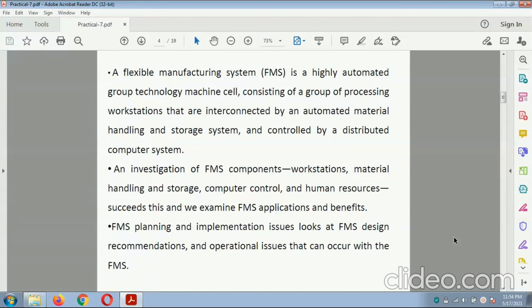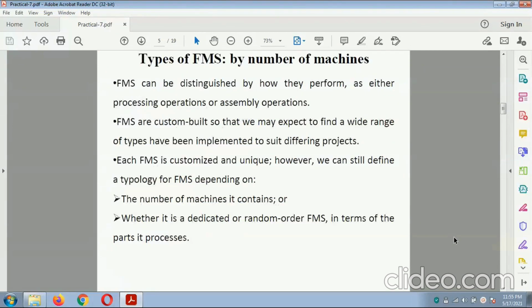An investigation of FMS covers computer workstations, material handling and storage, computer control and human resources. Following these, we examine FMS applications and benefits. FMS planning and implementation issues look at FMS design, recommendations and operational issues that can occur with the FMS.